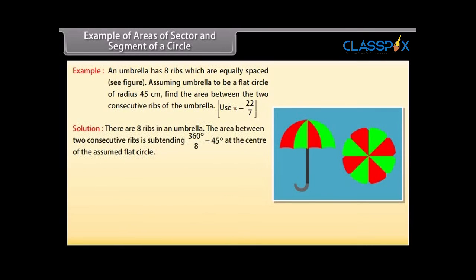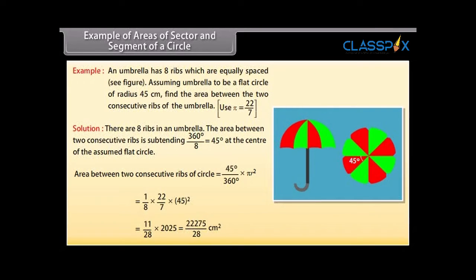There are 8 ribs in an umbrella. The area between two consecutive ribs is subtending 360 degrees upon 8, which is 45 degrees, at the center of the assumed flat circle. Area between two consecutive ribs of circle is 45 degrees upon 360 degrees into pi r square. Now by calculating it, we get 22,275 upon 28 centimeters square.